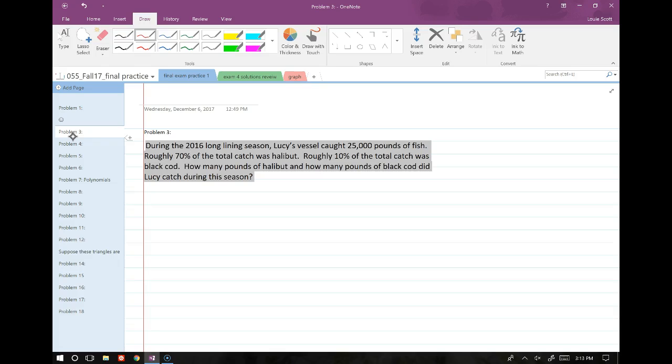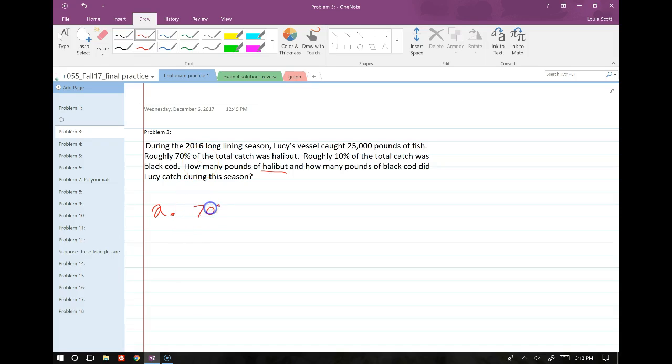Okay, so this one, even though it's sort of set up and you might think maybe that's a mixture problem or maybe that's a total value problem, this is a straight up calculating percentages problem. So the first question they ask is, how many pounds of halibut did Lucy catch? Well, it says up here that roughly 70% of the total catch was halibut.